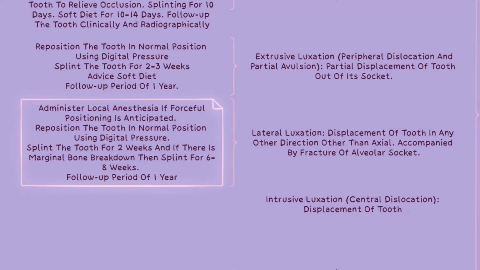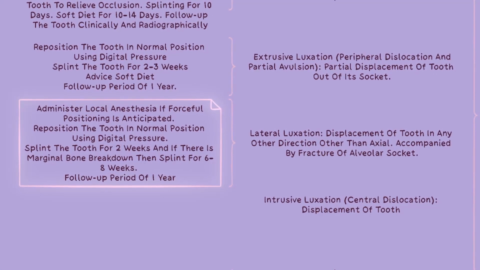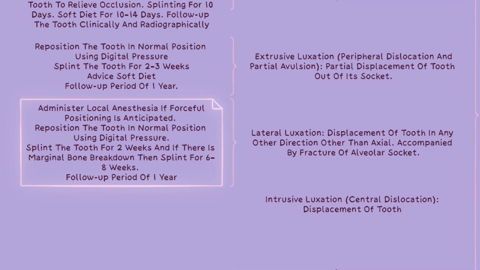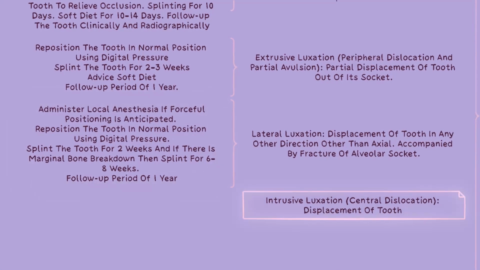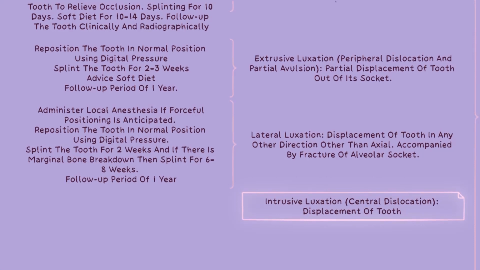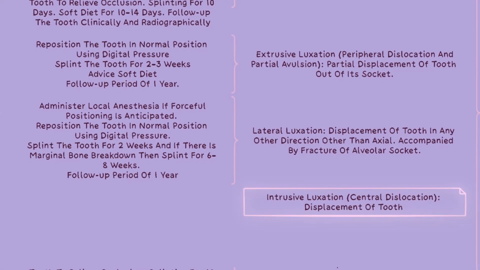The tooth is usually splinted for 2 weeks. However, if there is marginal breakdown, splinting has to be continued for 6 to 8 weeks. The tooth needs to be followed up for 1 year, both clinically and radiographically. Intrusive luxation, also known as the central dislocation, is a type of trauma when the tooth is pushed up into the alveolar bone.